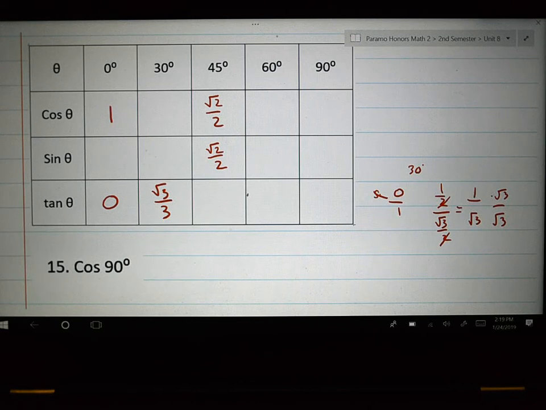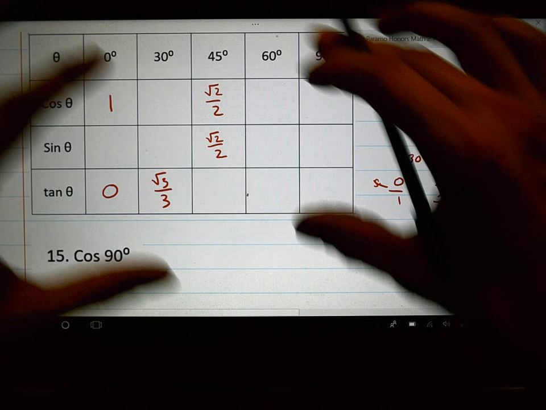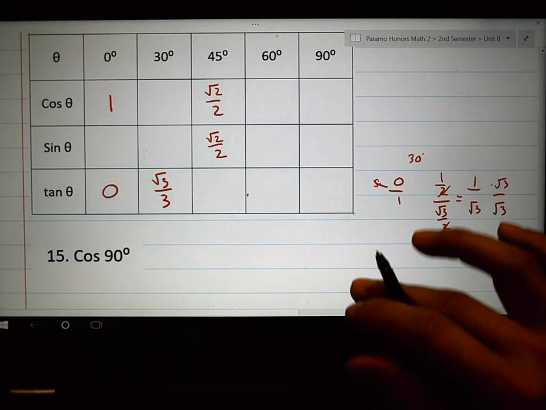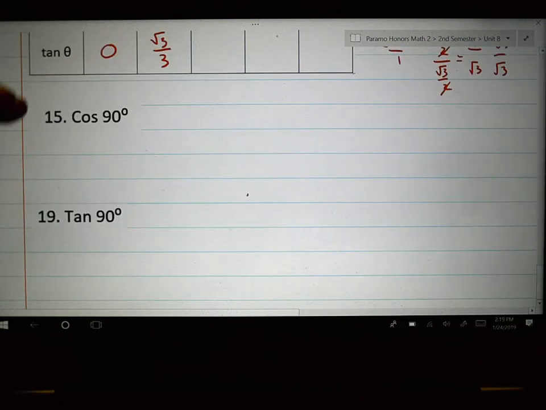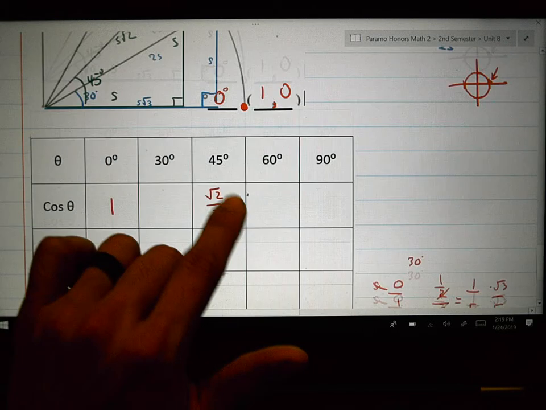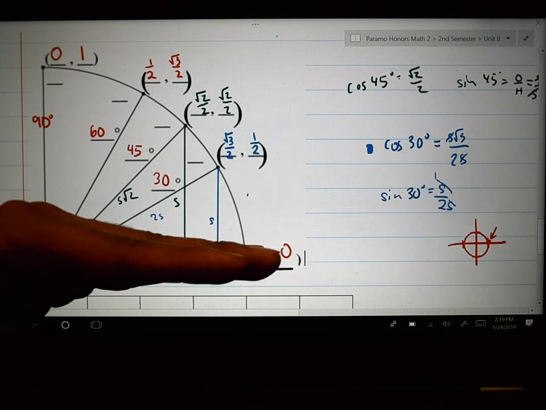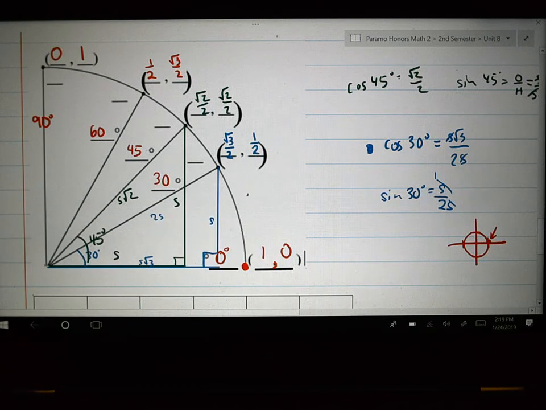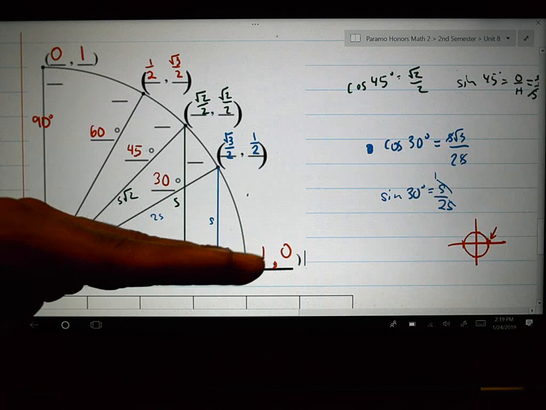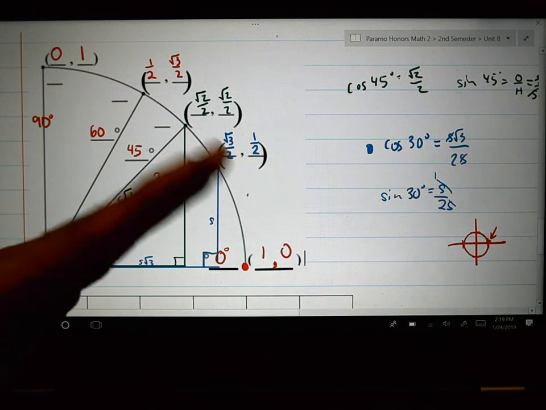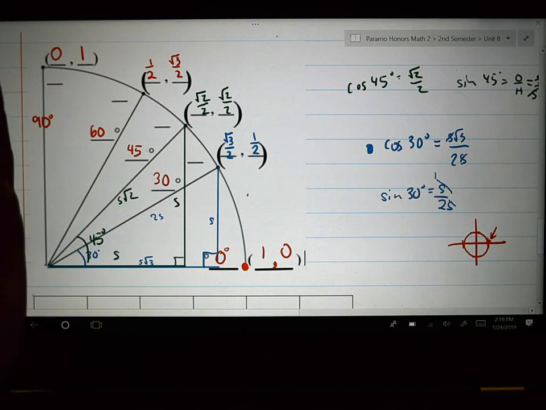So the last thing that I'm going to show you, I'll let you fill in the rest of the chart on your own. The last two examples are what do we do about the ones that are on the ends? Well, you can't really make a triangle out of the ones that are on the end. So it's just easier to remember that when you're at 0 degrees, you're at 1, 0, and when you're at 90 degrees, you're at 0, 1. That way you can answer those questions.